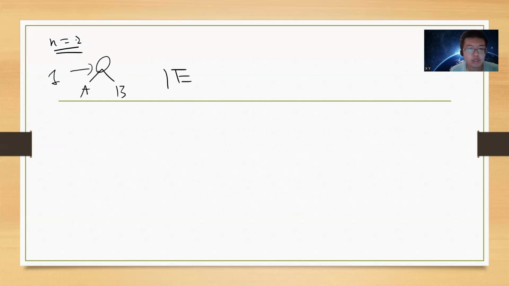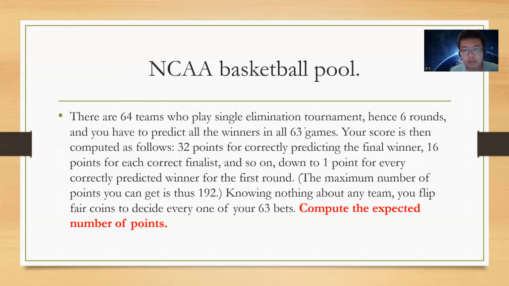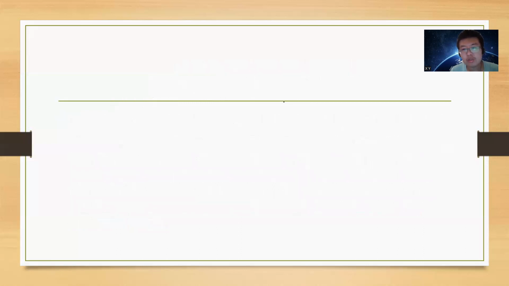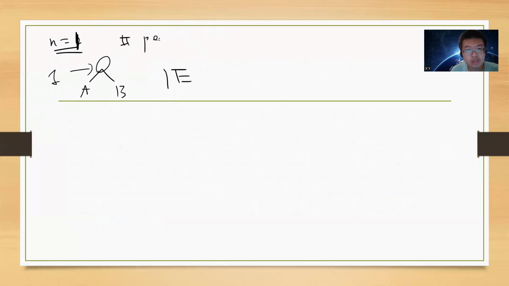Let's use a notation: the number of people is 2 to the n. In this case 2 to the n is 64, so n is 6. In the two-person case, n equals 1, because there are only two people. So the number of people will be 2 to the n.